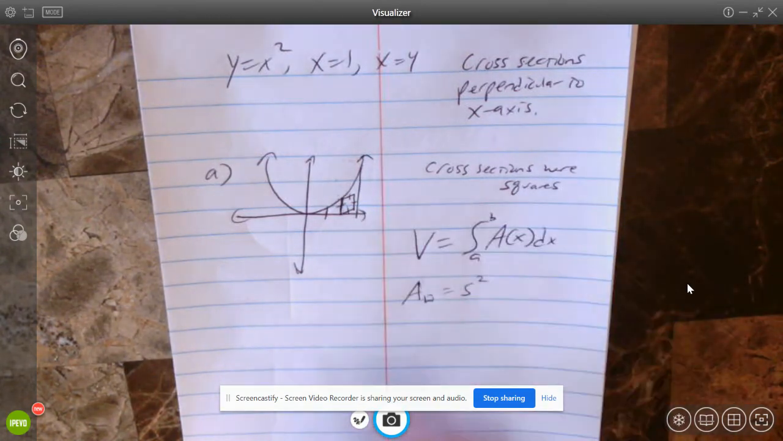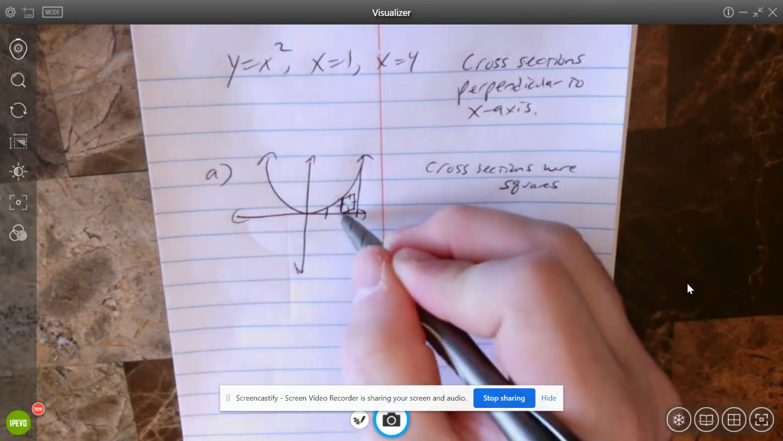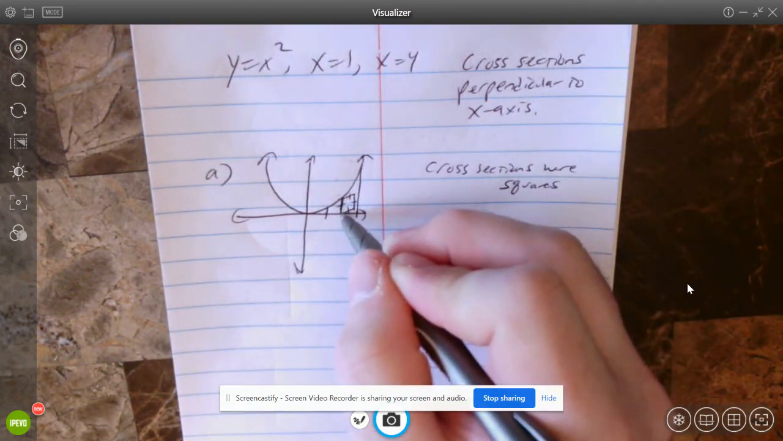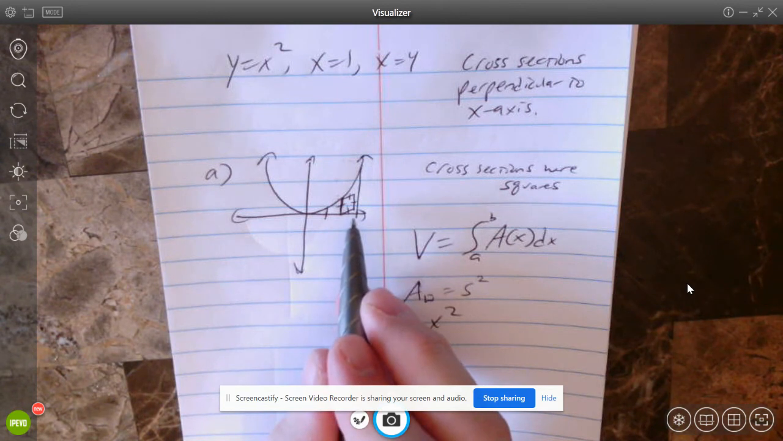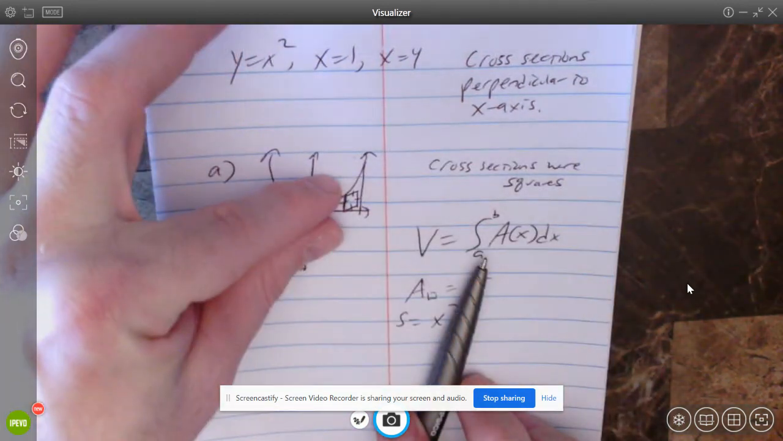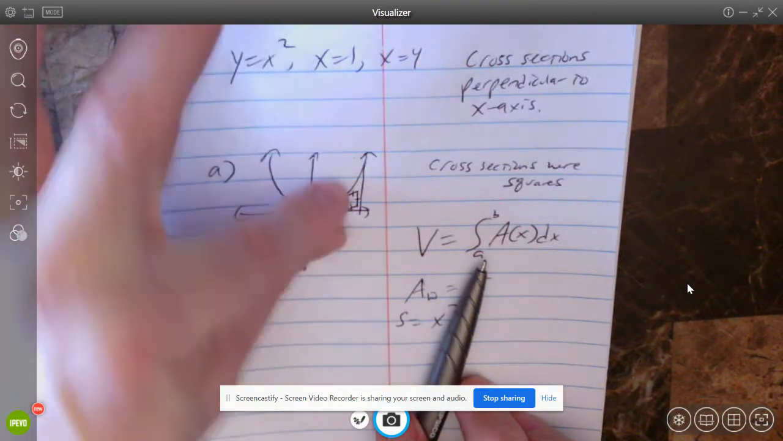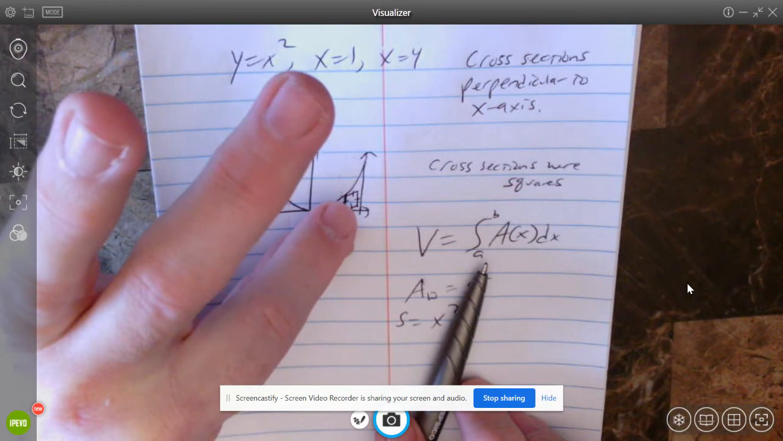Well, this length is the function in this case. So the side is x squared. The distance from the x-axis up to the curve is x squared. The distance from the plane, coming out at you, is x squared. So this distance here is coming out at you the same length. Okay, so this distance vertically would be exactly the same.